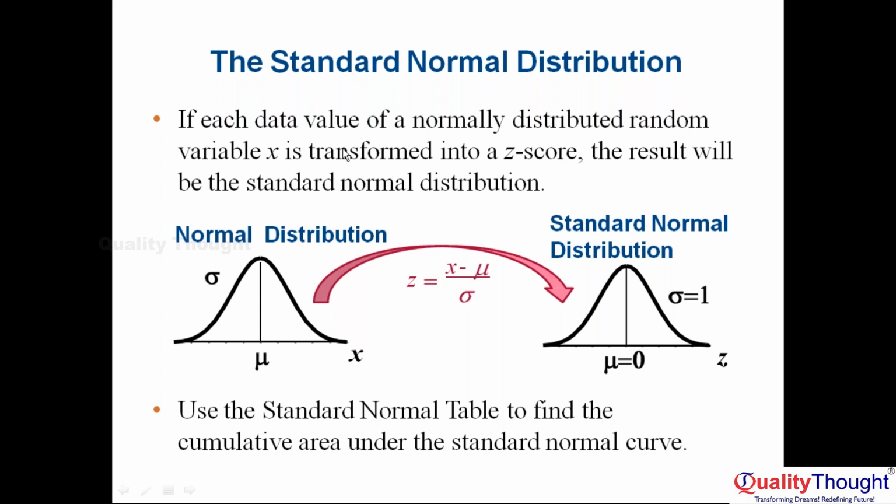So if each data value of a normally distributed random variable x is transformed into a Z score, the result will be the standard normal distribution. Remember this one, this is very important. When we compare each and every value of the normally distributed random variable x by transforming it into a Z score, the result will be the standard normal distribution.